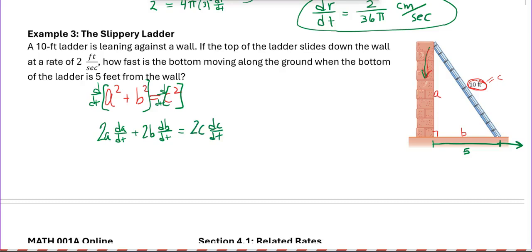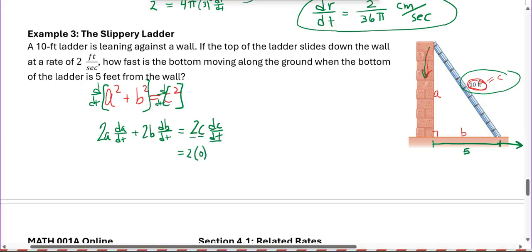Great. Now let's go back and read the problem. Well, what do we have? Well, a 10-foot ladder is leaning against the wall. 10 feet. What's that? That's my C. Plug that in over here. 2, 10. All right. But what's dC/dt? That means the change in C, the change in the length of the ladder given time. How much does the ladder change in length?